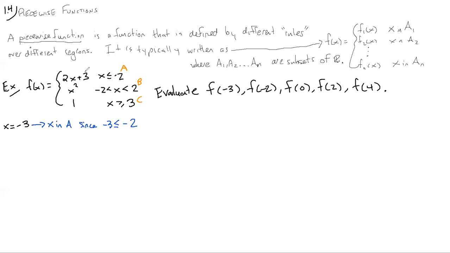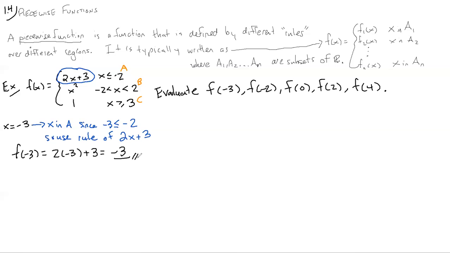And so because it's A, what that tells us is that we use the corresponding rule of 2x plus 3 when we want to actually evaluate what the function does. So f of -3 is going to be 2 times my x, which is -3, plus 3. That'll be -6 plus 3, which is -3. So that should be my output there.